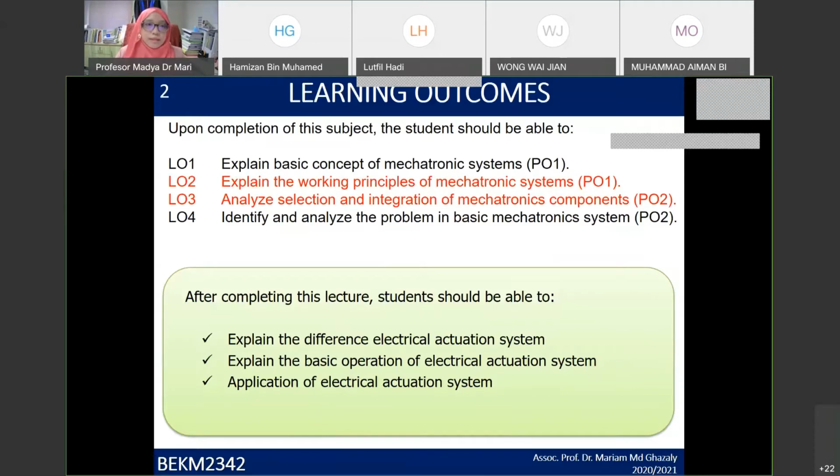So for this chapter 7, we'll actually cover LO2 and LO3. LO2 will explain the working principle of the electrical actuation system, and LO3 will analyze the selection and integration of the system. Means that to integrate, select what type of motor and then apply it to the system.